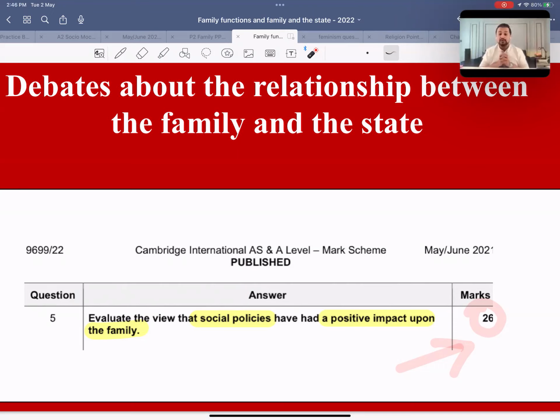Now, the policies that the government comes up with, of course, because we're studying sociology, different schools of thought, different perspectives would have different stances over how the state policies affect family life. One thing's for sure, they do affect family life, to a greater or a lesser extent. Let me give you a couple of quick examples.